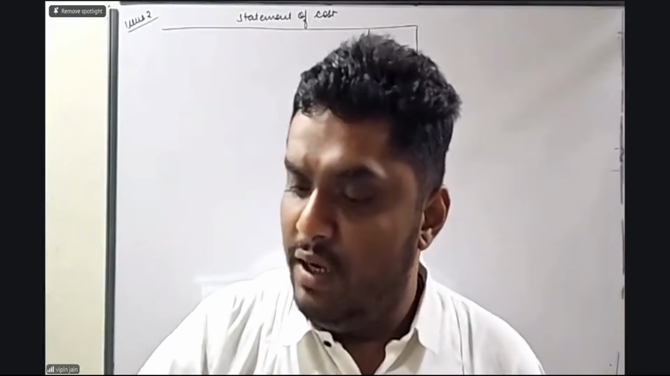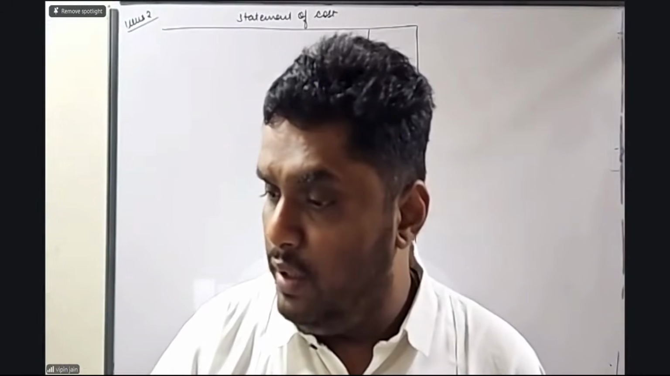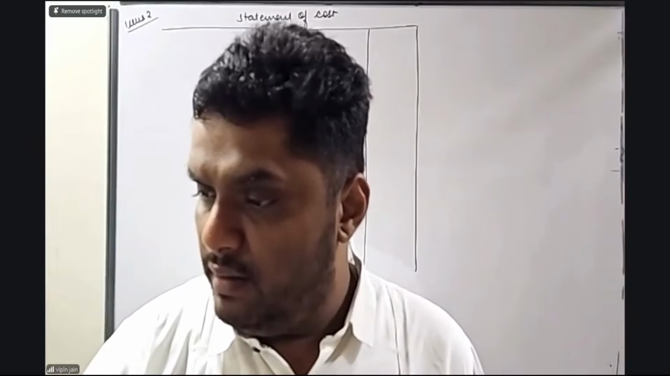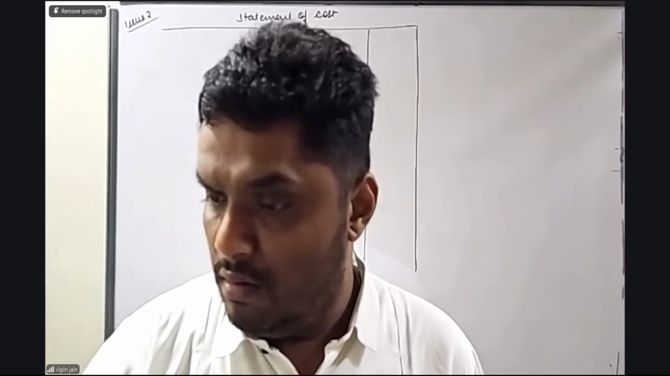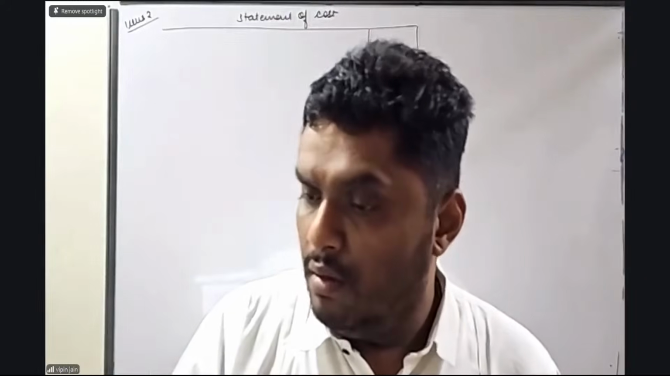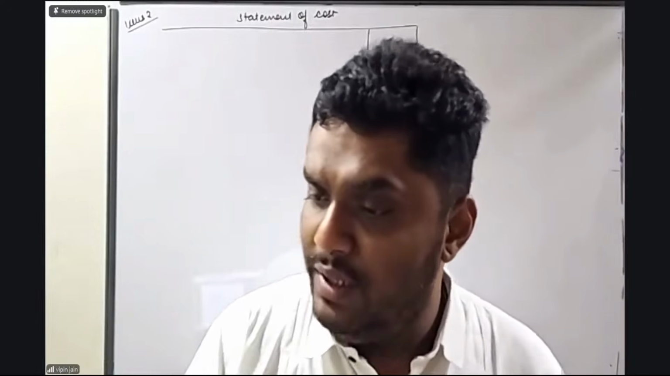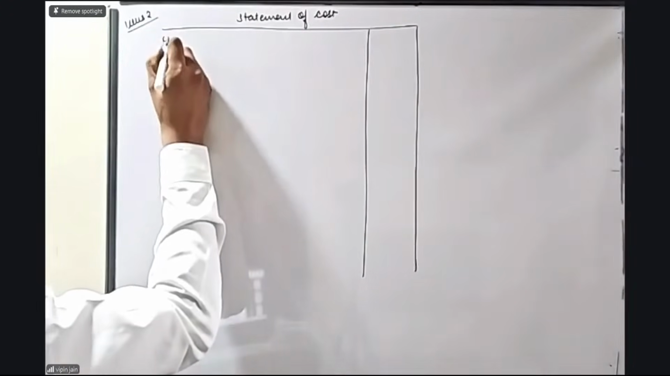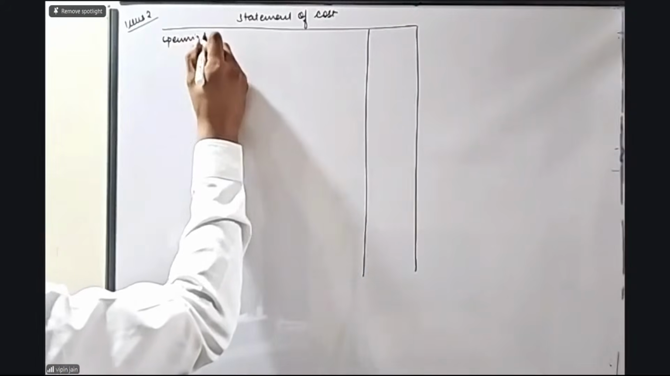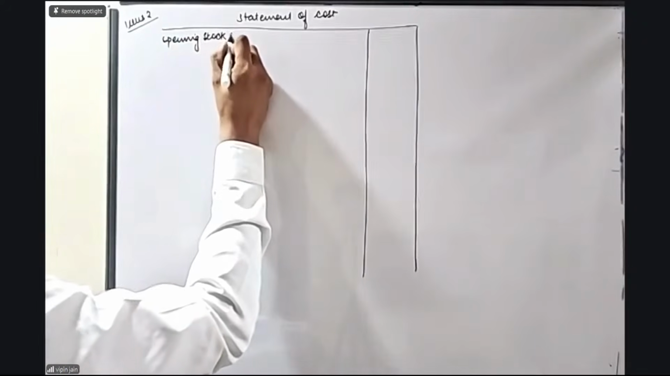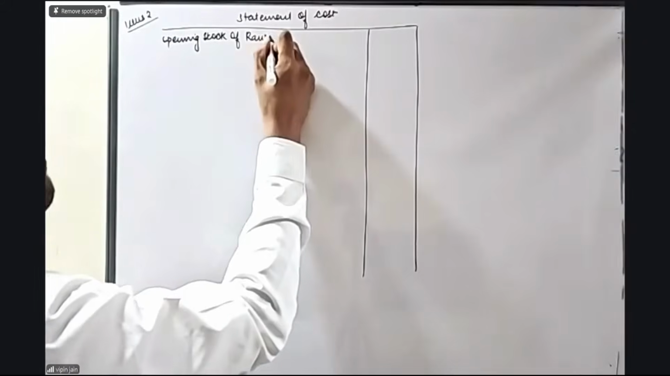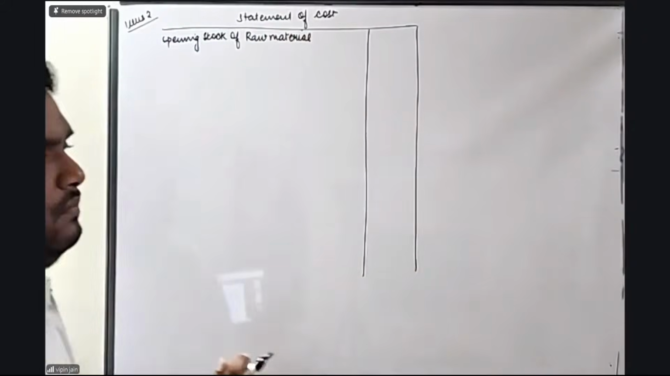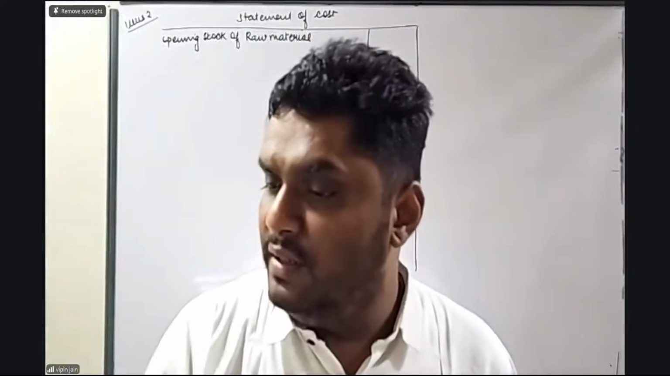Since the units are not given, there is no need to calculate per unit. Yes, raw material consumed needs to be calculated here. So let's start. We'll start with the opening stock of raw material, that is 60,000.